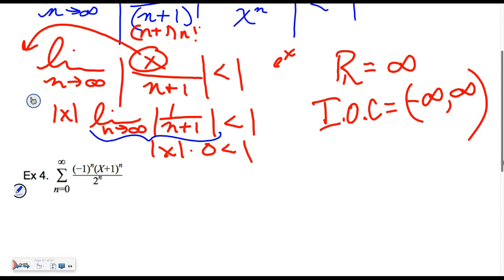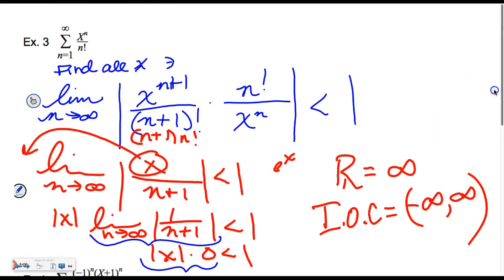So my goal was to find all values of x such that its absolute value times 0 is less than 1. And this happens for all x, right? So we would say that its radius of convergence is infinity. Its interval of convergence is negative infinity to positive infinity. However, I would challenge you to tell me what this actually is as I start to write it out. And I'll change this to a 0 just to make it more clear.